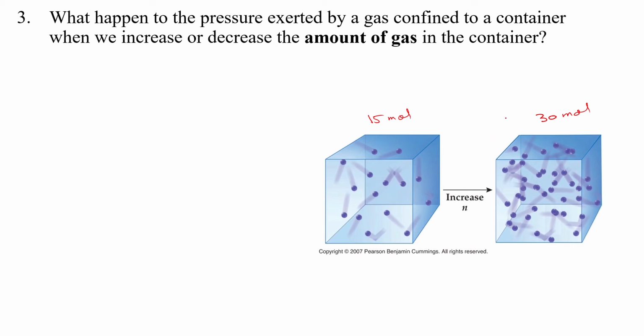So what will happen to the pressure? Here we have 15 moles hitting the wall of the container exerting some pressure, and here we have 30 moles hitting the wall of the container exerting some pressure. So the pressure of a gas increases when the number of moles of gas increases and decreases when the number of moles decreases. So the relationship between pressure and moles is a direct relationship. Okay, an increase in the number of moles will increase the pressure, and a decrease in the number of moles will decrease the pressure.